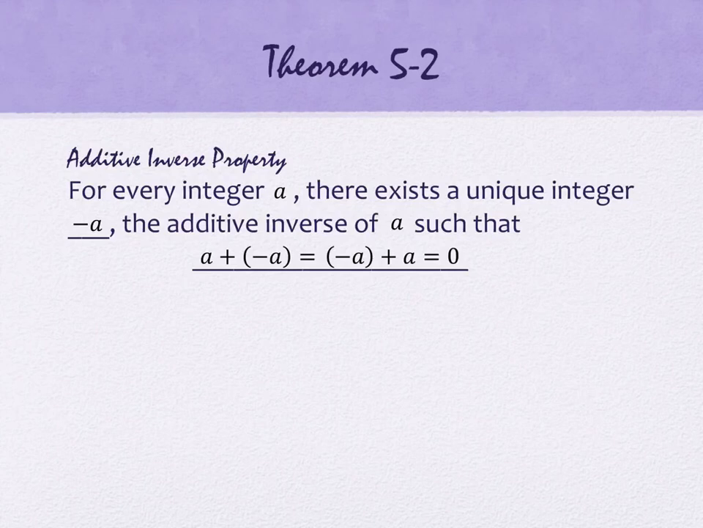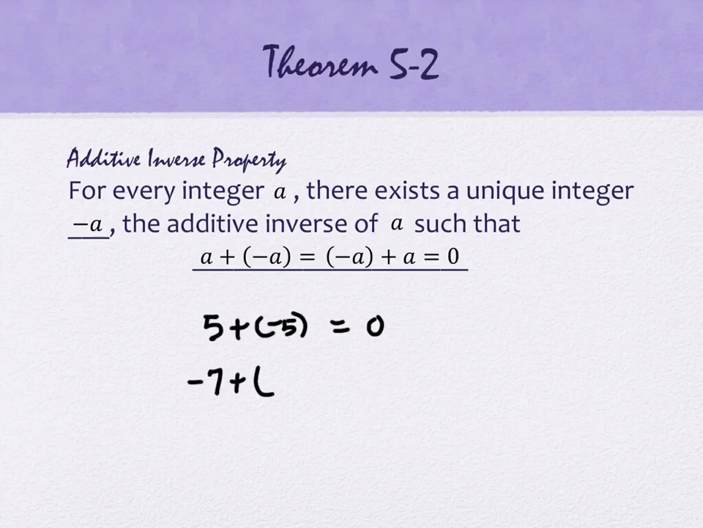And you guys know this, right? 5 and what make 0? -5. And if I started with a negative, -7 and what makes 0? 7. So I didn't have this before because I didn't have negative numbers before, right? But now that I have them, I have this property as well.